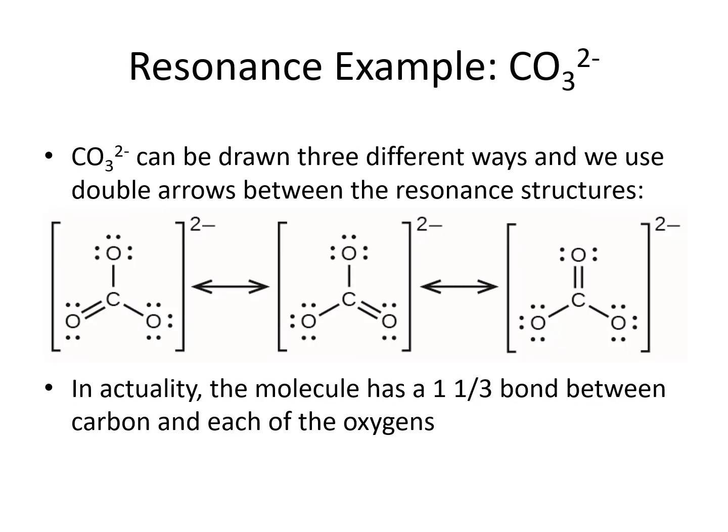Here's another example. The carbonate ion has 3 different resonance structures with the double bond going to the 3 different oxygen atoms. In actuality, it is a 1 1/3 bond to each oxygen atom.